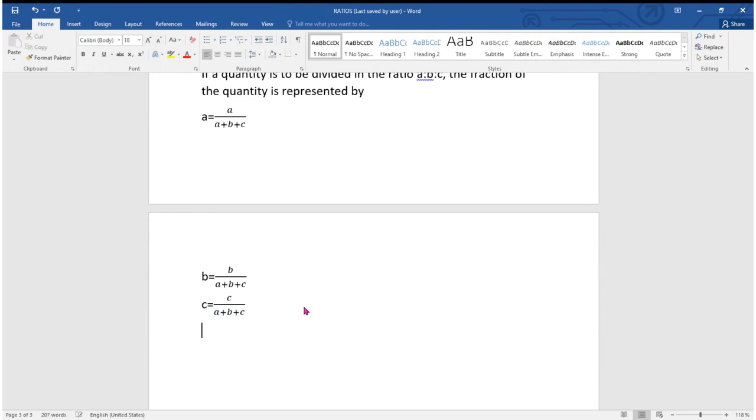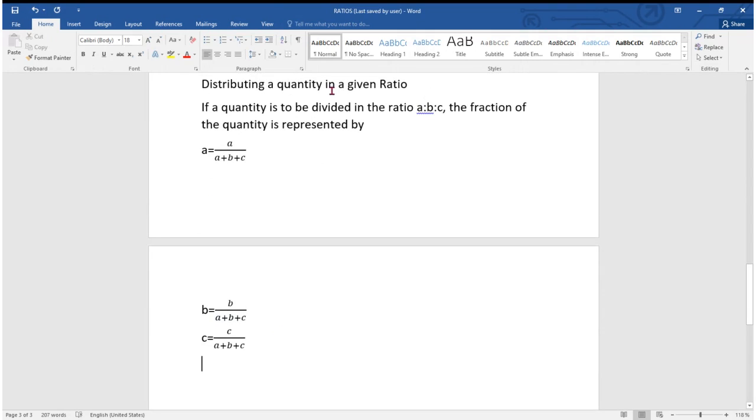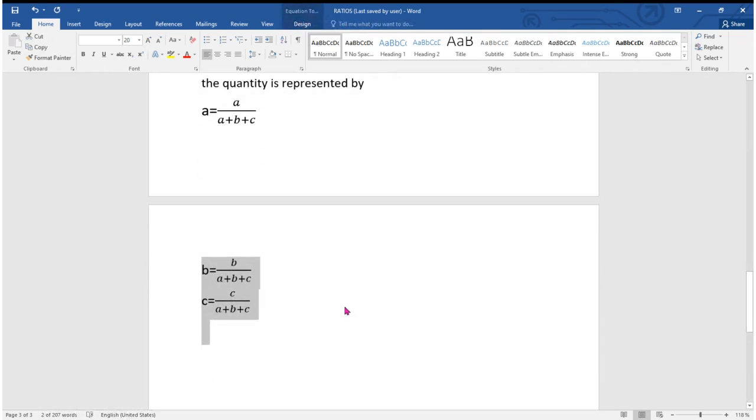So this is how you do it. If a quantity is to be divided in the ratio A is to B is to C, the fraction of the quantity is represented by A. I can zoom this one for you a bit, so that you can see it properly. So that is what we say. And how do we distribute that? So we have an example here.